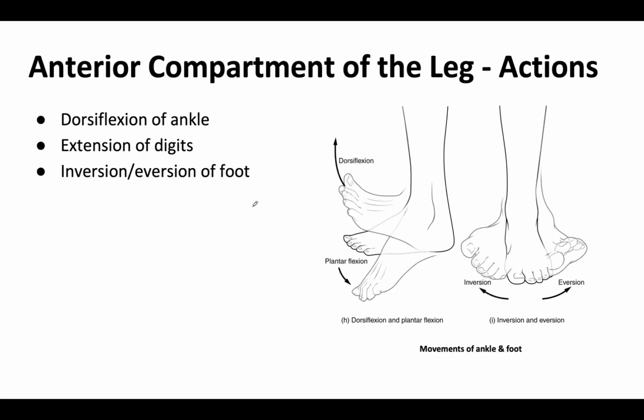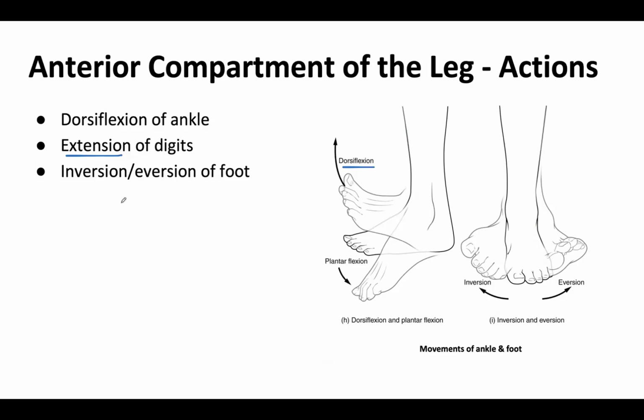Let's talk actions in the anterior compartment. This is the compartment that holds the dorsiflexors of the ankle, primarily that tibialis anterior muscle. The other muscles in this compartment are primarily responsible for extension of the digits of the foot. So that would be the extensor digitorum longus and extensor hallucis longus. And then depending on the muscle in this compartment, that muscle could play a role in inversion or eversion.